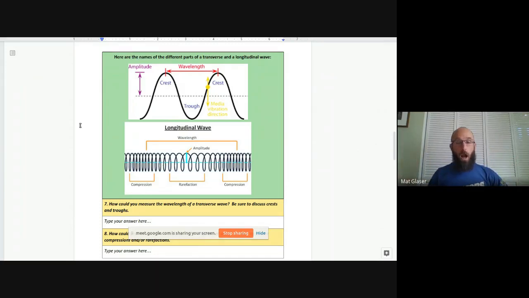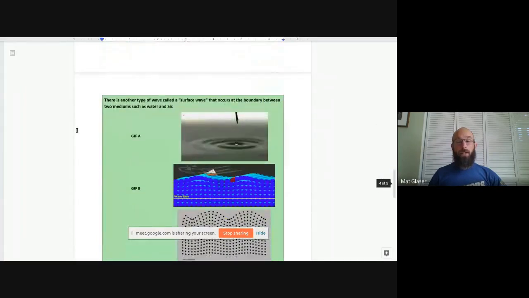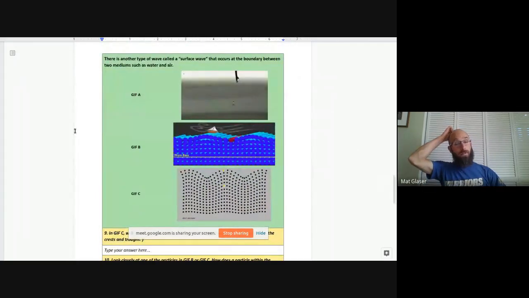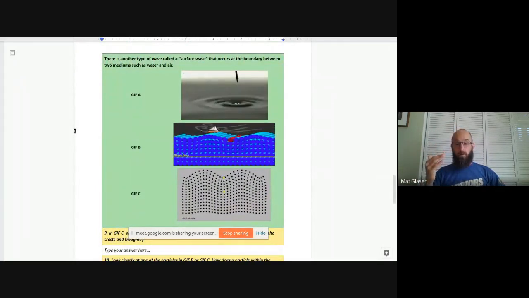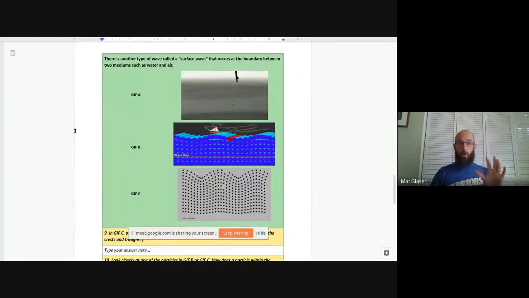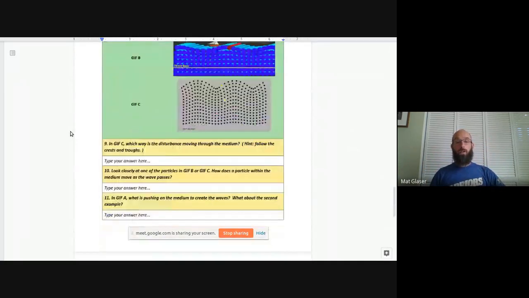If we keep going to the next page, now we introduce surface waves. We have some GIFs that show you about surface waves here. It's a little different here. I'm going to let you look at those and answer those questions.